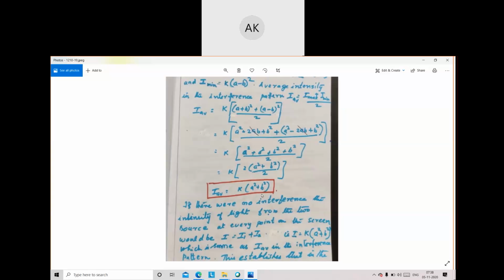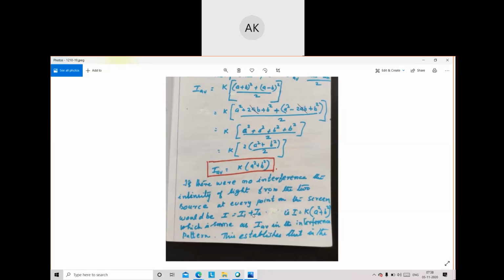And if there were no interference, what is the intensity? Let us see. I equal to I1 plus I2. No interference. Two sources of light are there. What is the resultant intensity? Maximum is not there, minimum is not there, only a uniform distribution of light energy. So you just add the intensities of the two waves, K a square plus K b square, that is K into (A square plus B square). So you see, both the equations are the same. When you take the average intensity during interference, we get K into (A square plus B square). If there were no interference, the intensity is K into (A square plus B square).